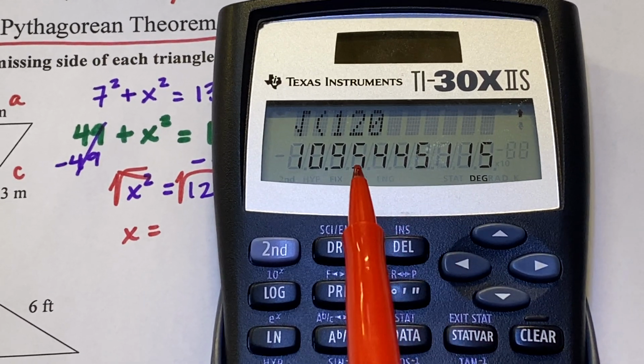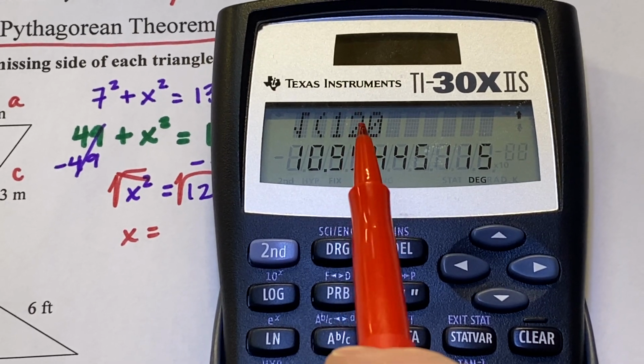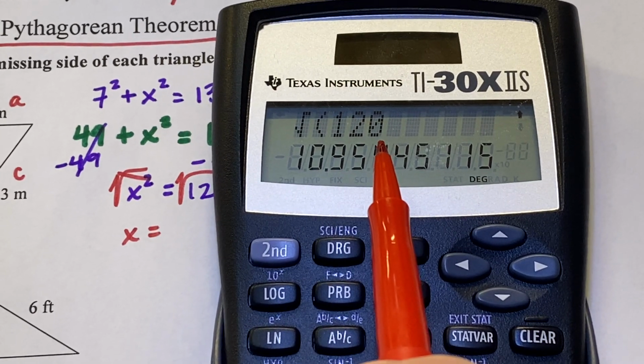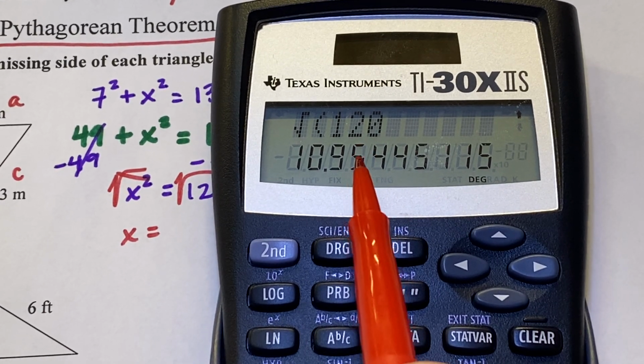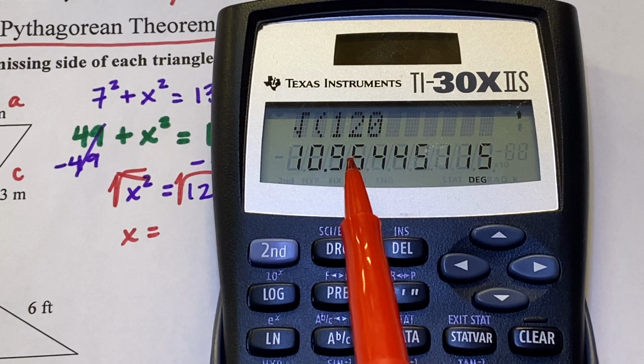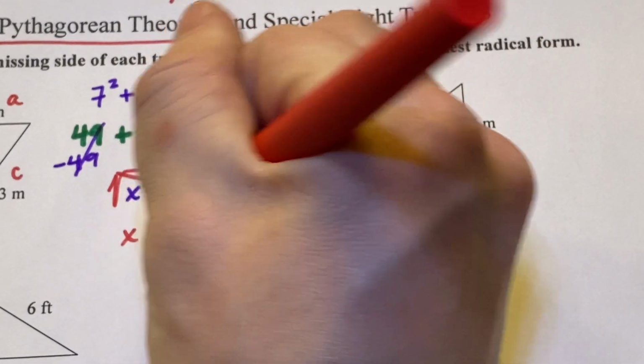Okay, so let's say I want it to 2 decimal places. If I want it to 2 decimal places, look behind it. Is the 4 gonna bump the 5 up or keep it a 5? Keep it 5. It's gonna keep it a 5. So my decimal answer, 10.95.